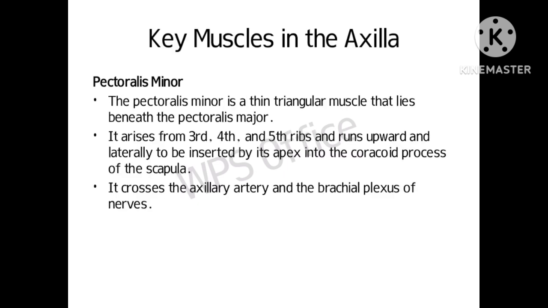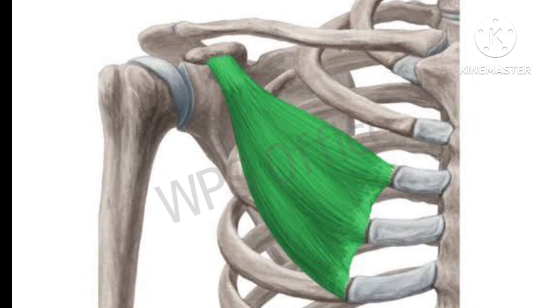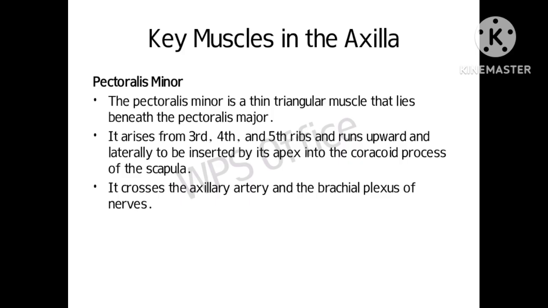Now, we have the key muscles of axilla. So let's discuss the first one, called pectoralis minor muscle. The pectoralis minor is a thin triangular muscle that lies beneath the pectoralis major. It arises from 3rd, 4th, and 5th ribs and runs upward and laterally to be inserted by its apex into the coracoid process of the scapula. It crosses the axillary artery and the brachial plexus of nerves.